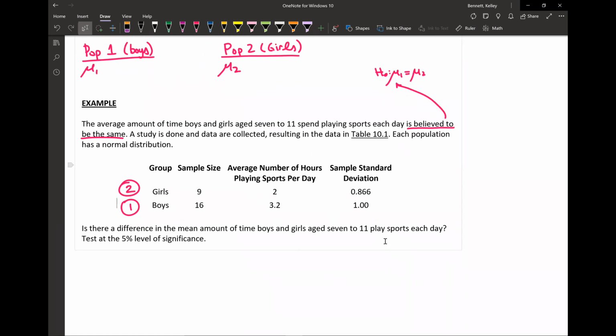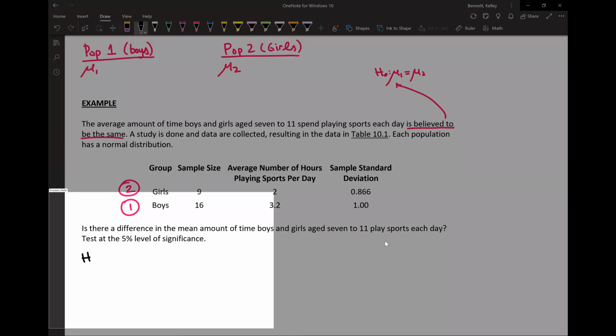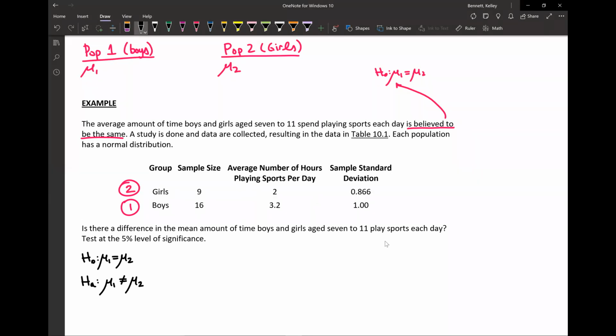So you want to see, is there a difference in the mean amount of time boys and girls aged 7 to 11 play sports each day? So if you're going to set this up, I'm going to rewrite our null hypothesis, which is always going to be the assumption of no difference between the variables, meaning mu1 equals mu2. For the alternative hypothesis, we want to see if there's a difference, meaning I want to test to see whether or not mu1 is not equal to mu2.